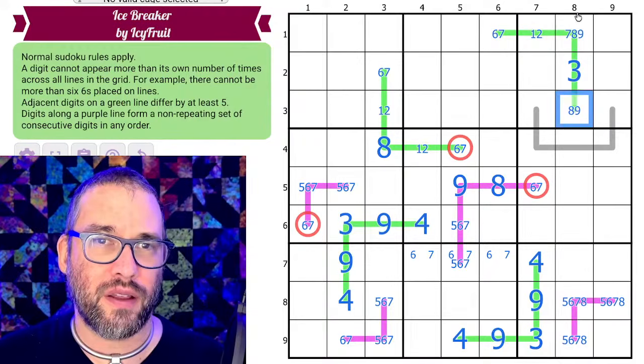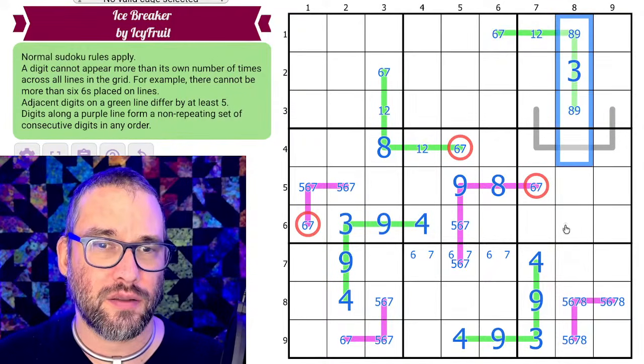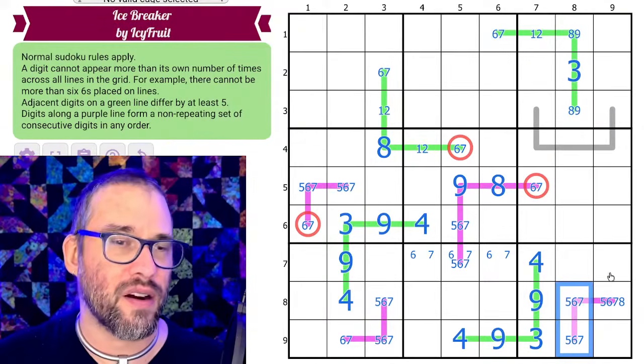Right. This is now an 8-9 pair. No 8 here.